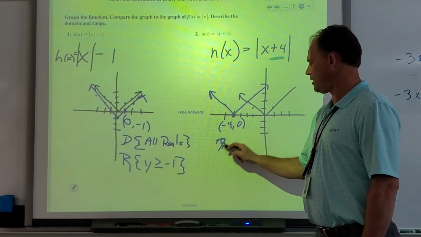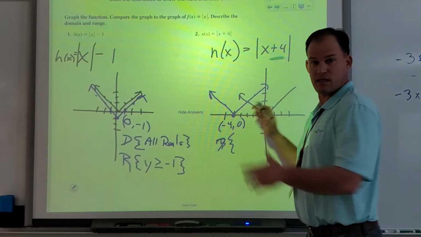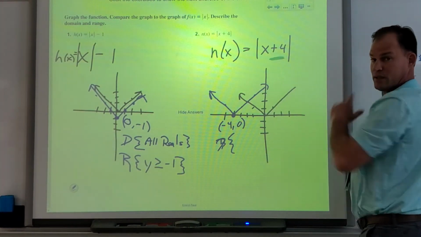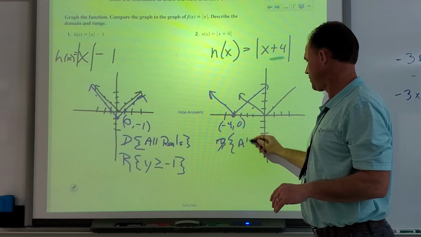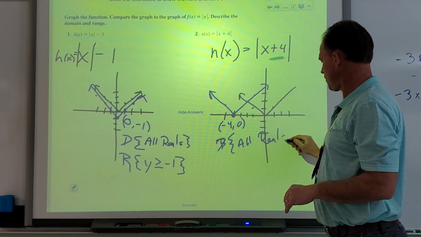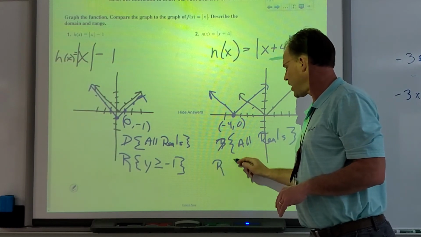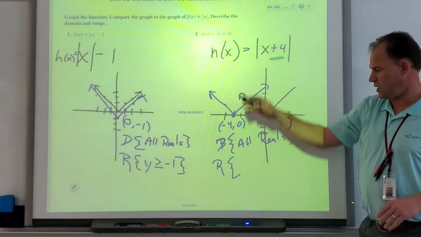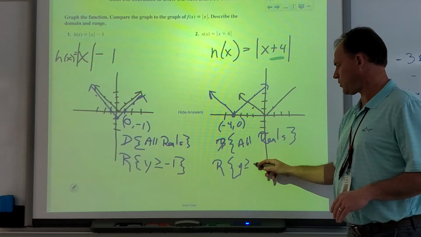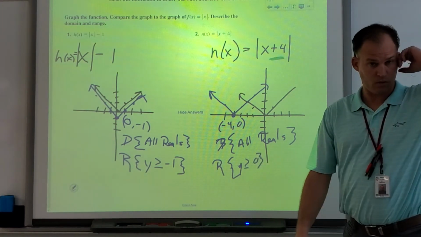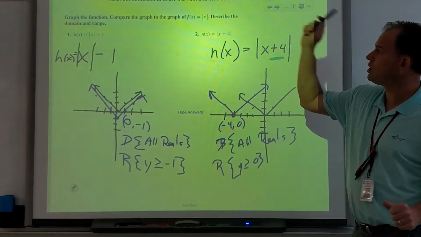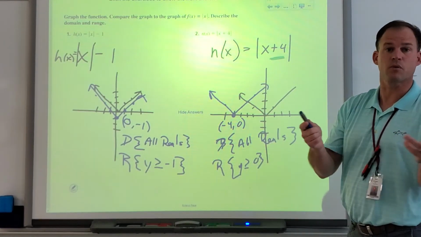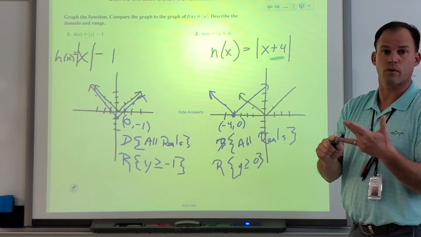My domain, it's still all the reals. I still have all the x values in play. My range, the bottommost value is 0 on up, greater than or equal to 0. Any questions on vertex, shifting, left, right, vertex, domain, or range?